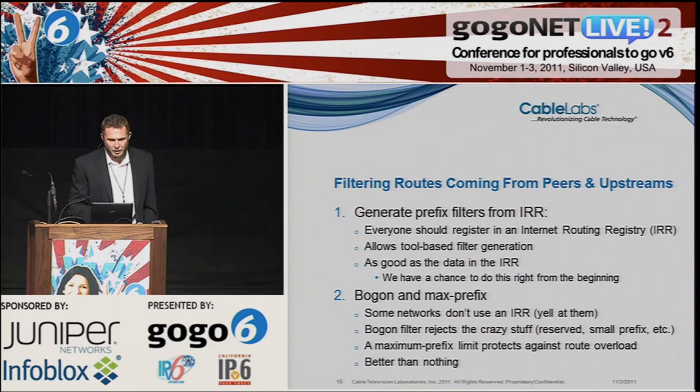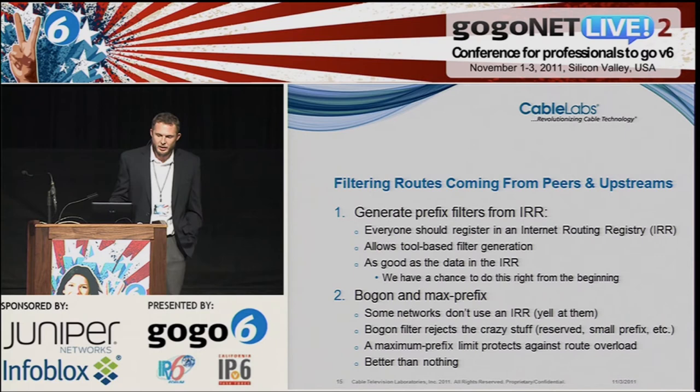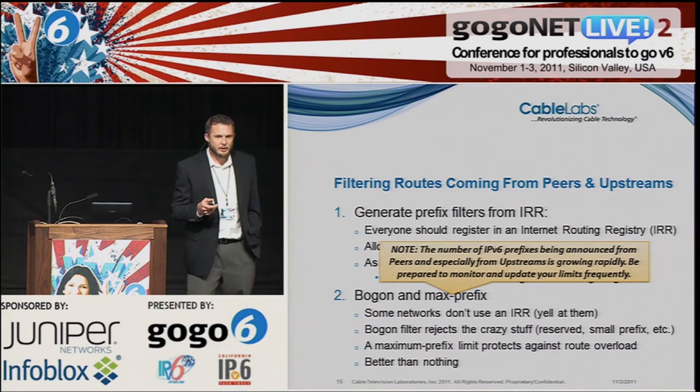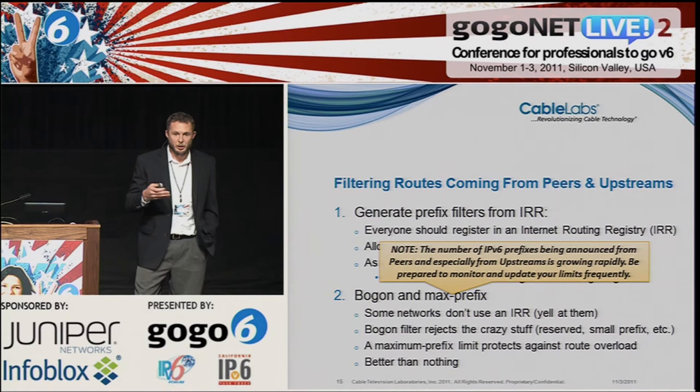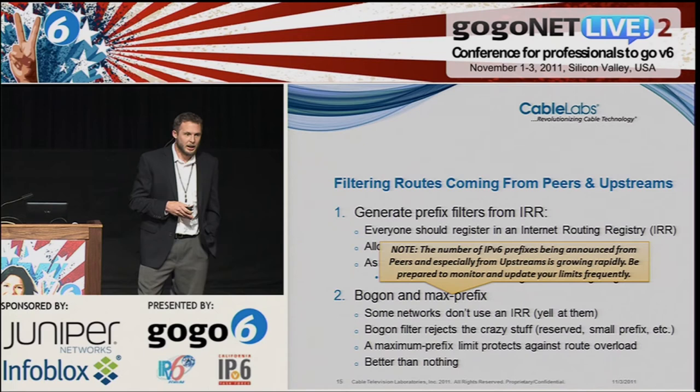Again, there's some places in the world where there's not an IRR available. Some people aren't using them. Some people don't update them well enough. So you may end up doing that. The note here is that your max prefix limits are going to change fairly rapidly with IPv6, probably faster than they do with v4, because there's new networks, especially from your transit providers. There's new networks that are being lit up, right? We're turning up the IPv6 internet as we speak. And so these numbers are growing rapidly. So you need to just keep an eye on that.